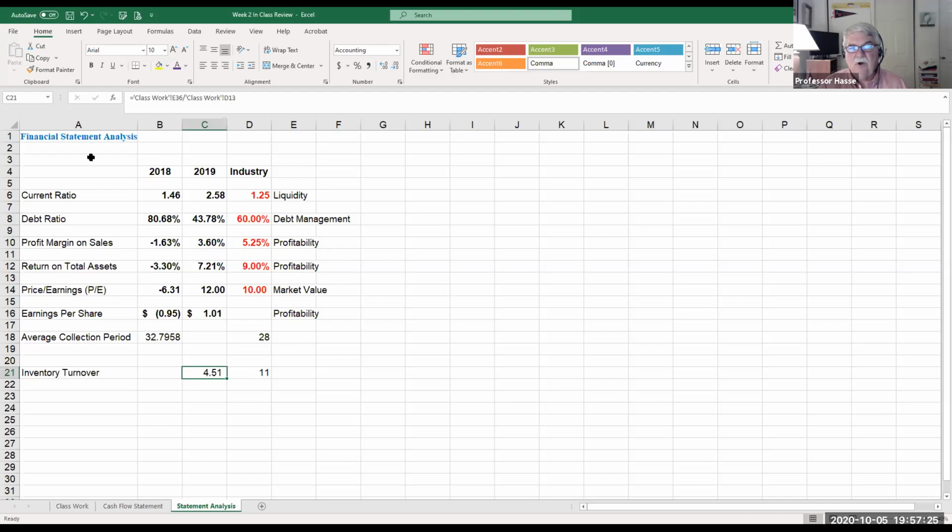These are what is called financial statement analysis. I'm going to save this and post it back to Blackboard in that week 2 in-class review. You need to know these: 1, 2, 3, 4, 5, 6, 7, 8. You need to know these. I'm going to test you on this next week in assignment 1. In assignment 2, you're going to be looking up some of this information for the stocks in your portfolio.